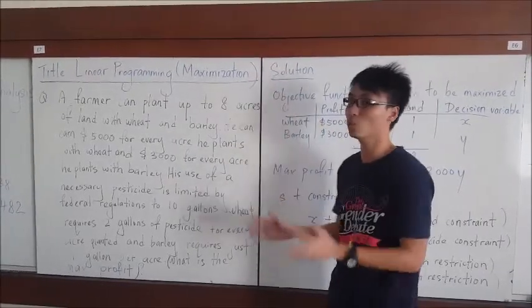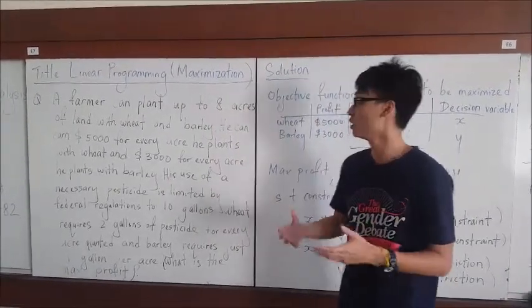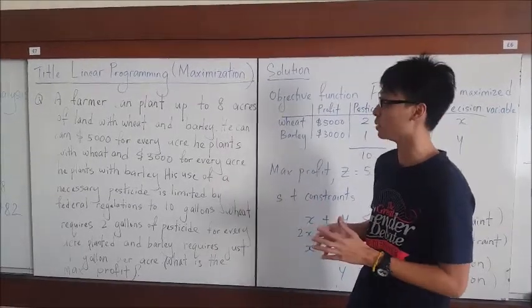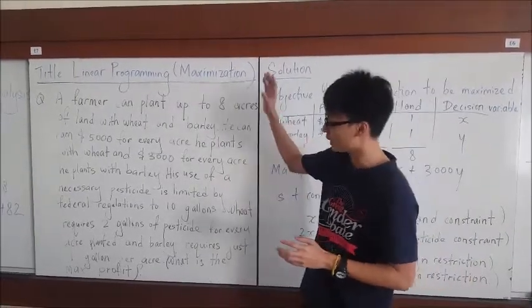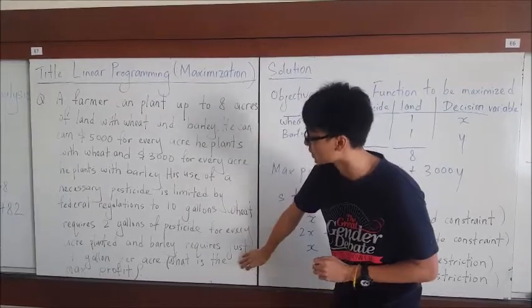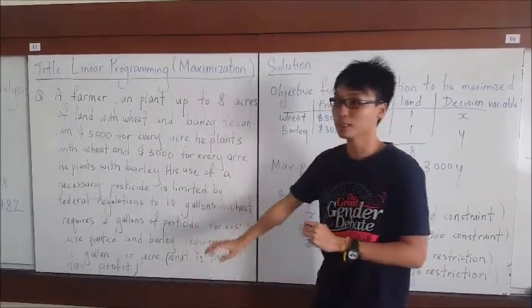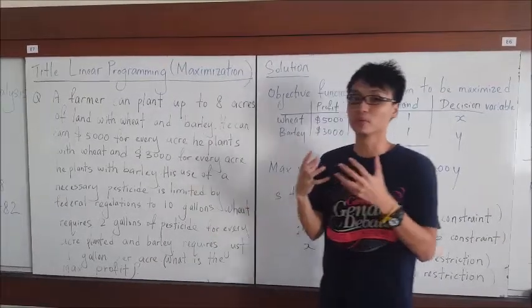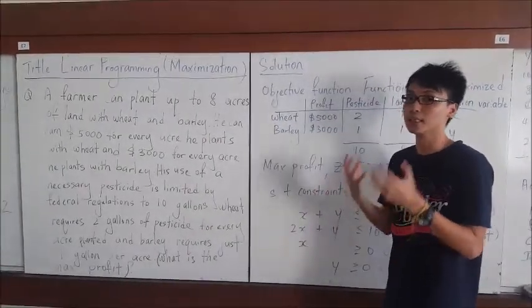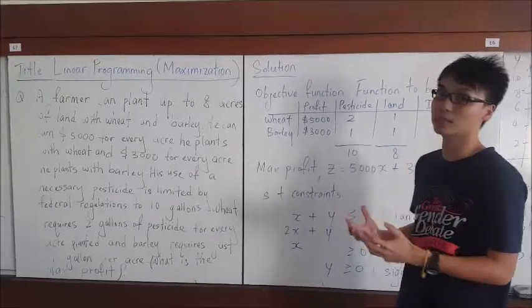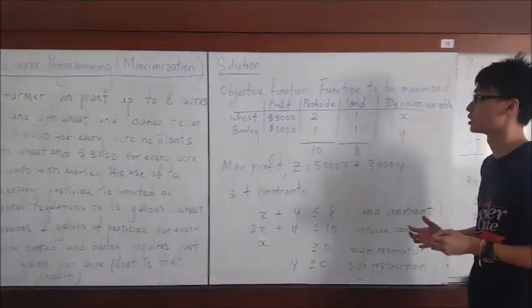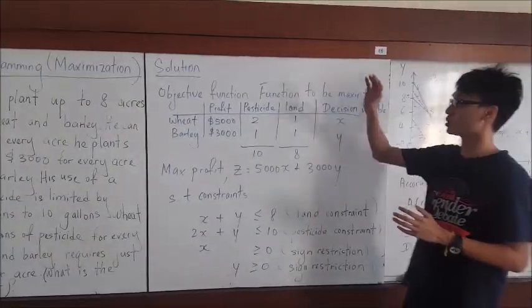But how do we know whether this question is for maximization or minimization under linear programming? Very simple, we take a quick look at the very last sentence in the question, which is: what is the maximum profit? Meaning this question wants us to help the farmer obtain maximum profit, so we want to use the idea of maximization in linear programming to solve it. Let's take a quick look at the solution.